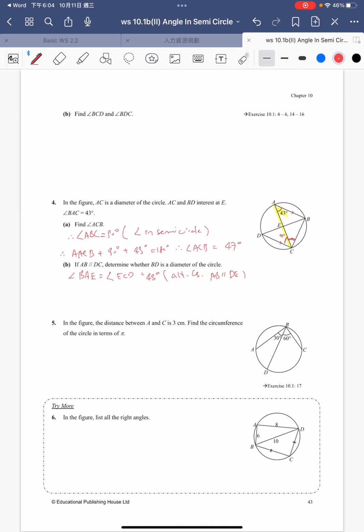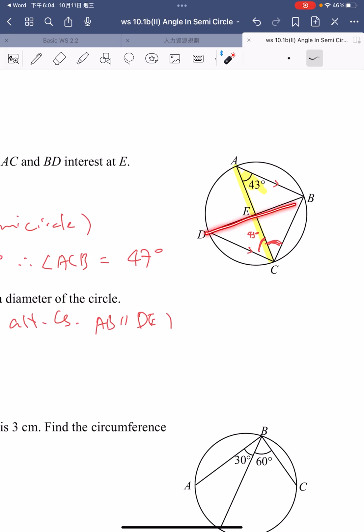So now we can say that the angle BAE is equal to 43. Now we need to check whether BD is the diameter here. If we want DB to be the diameter, then these two angles added together should be equal to 90 degrees. If that is 90, then it's going to be correct. But how can you do it? How can you find out this angle?